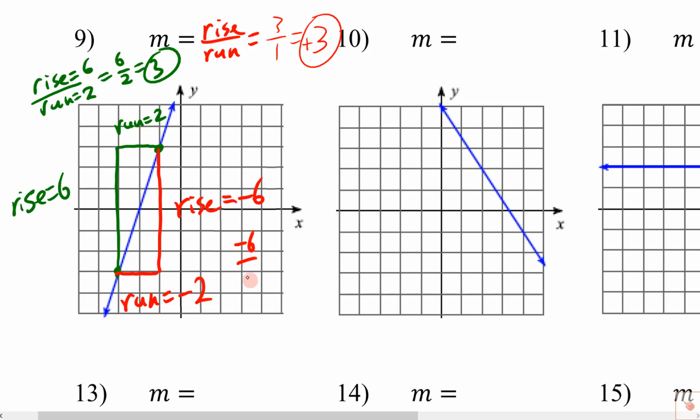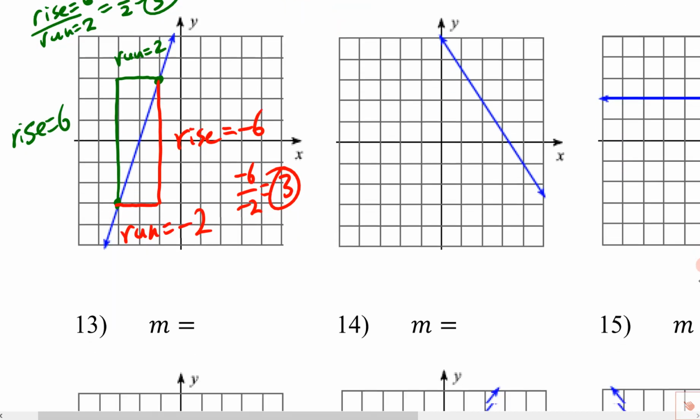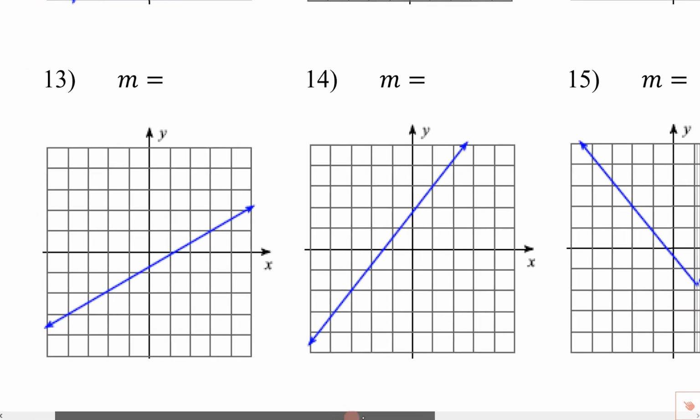The rise of negative 6, the run of negative 2. We end up with a positive 3 either way. So lots of different ways to do those problems. Please make sure you're careful. I kind of like being in the habit of always going from left to right. What that does is it makes sure that our run is always positive, and then we just have to figure out whether the rise is positive or negative. So keep that in mind, and then I'm going to slide down here and take a look at number 15.